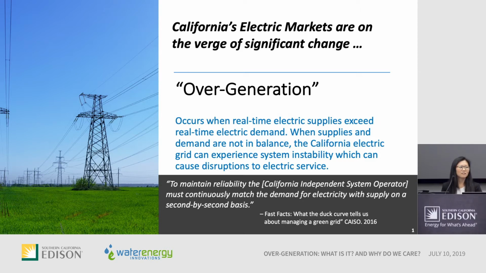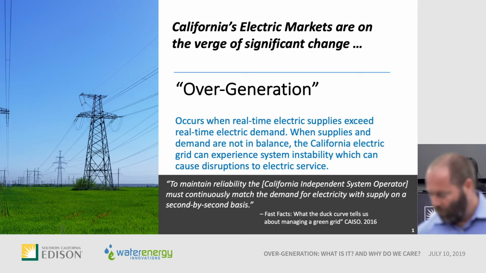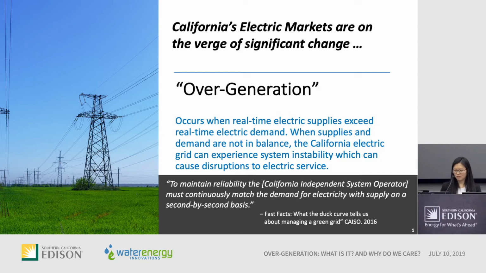The CAISO, the California Independent System Operator, is tasked with maintaining grid reliability and stability. So they have to actually balance supply and demand on a second-by-second basis. Overgeneration is a challenge, as Lori had mentioned, because of California's phenomenal success in its renewable energy goals, the most recent being 100% carbon-free electric supplies by 2045. That has caused an increase in the frequency and amount of overgeneration we're seeing, mostly due to solar and wind coinciding at the same time.